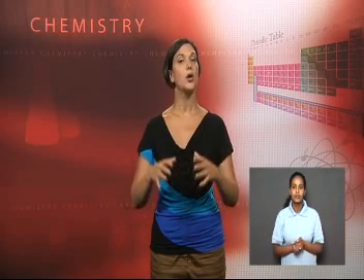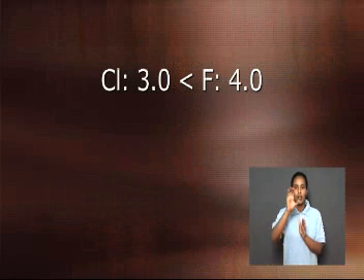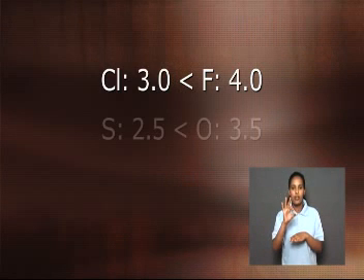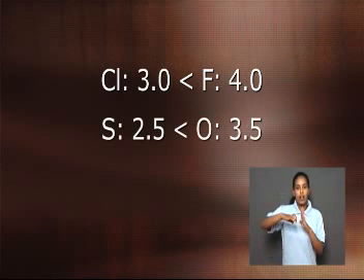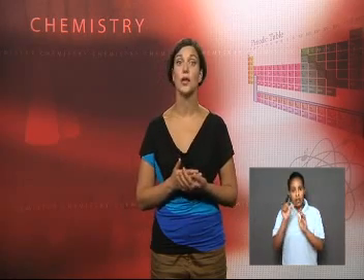Within groups on the periodic table, electronegativity decreases when we move from the top to the bottom. For example, chlorine is less electronegative than fluorine, and sulfur is less electronegative than oxygen. If we are considering the electronegativity of elements that are neither in the same group nor in the same period, the comparison becomes less straightforward.